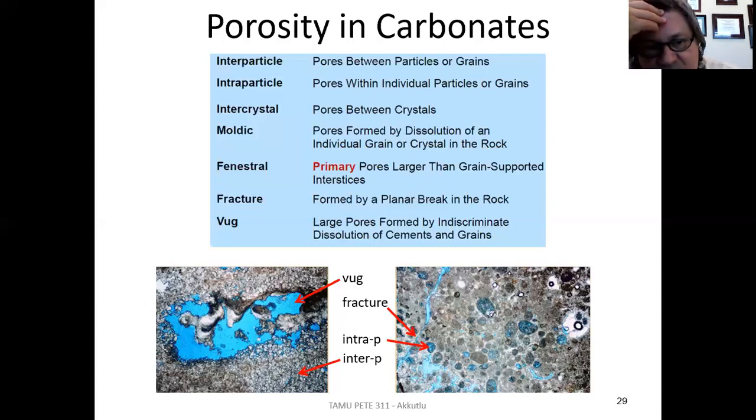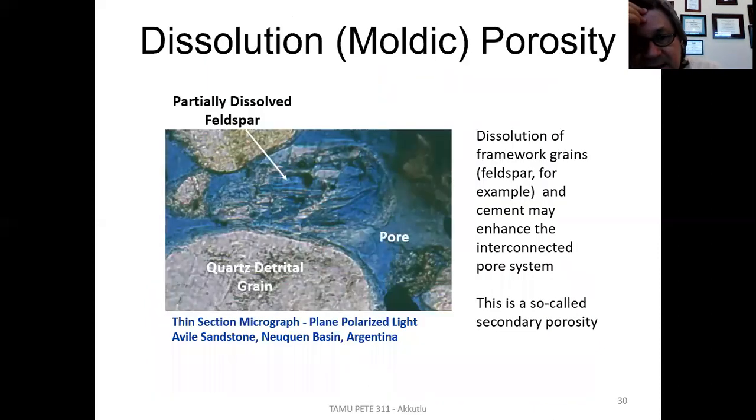And in this image, actually, you can see all of them. Perhaps you don't see intraparticle porosity, and for that, I think I have the next slide here. You can clearly see in this image that here is one grain.